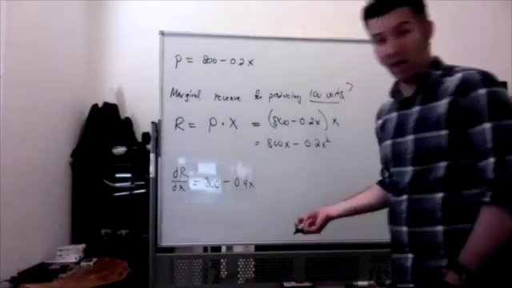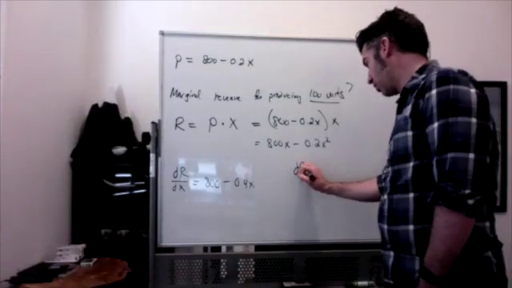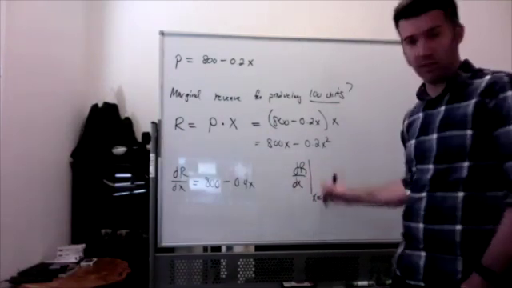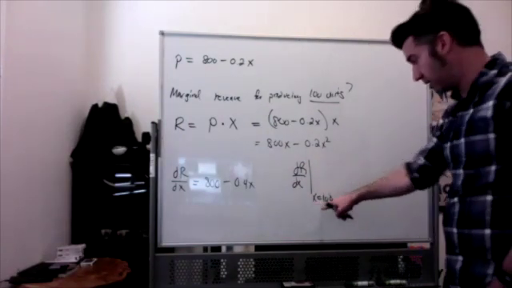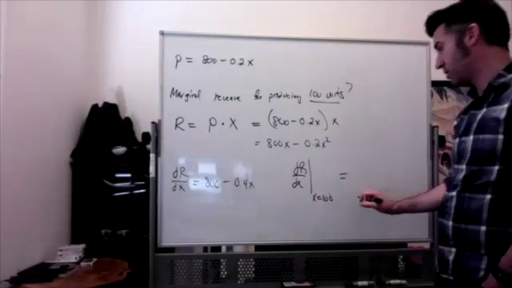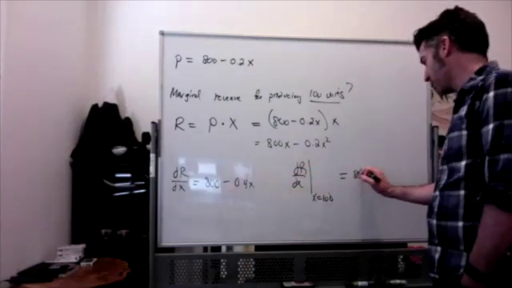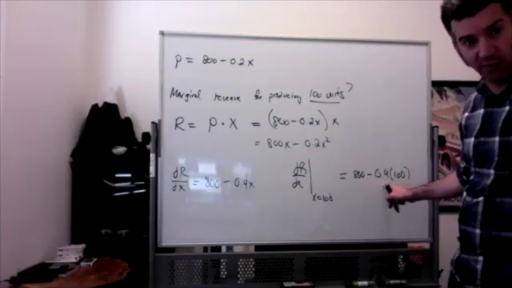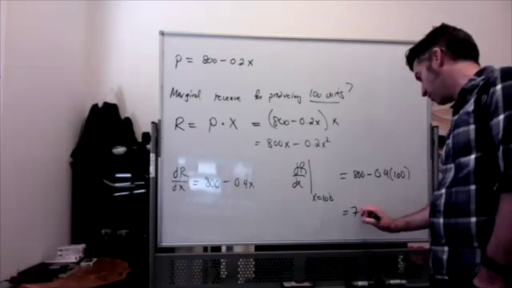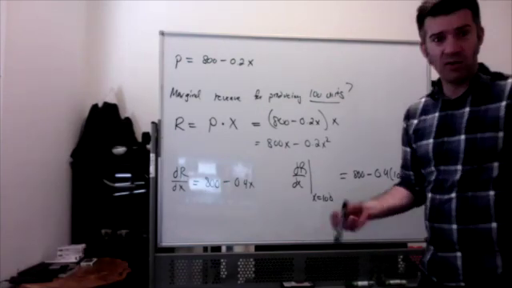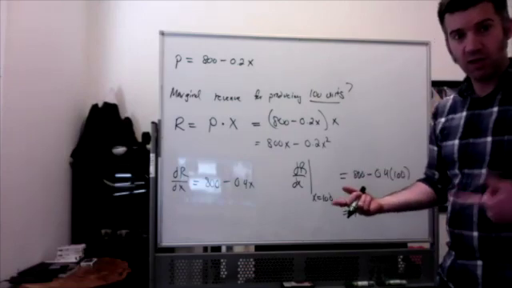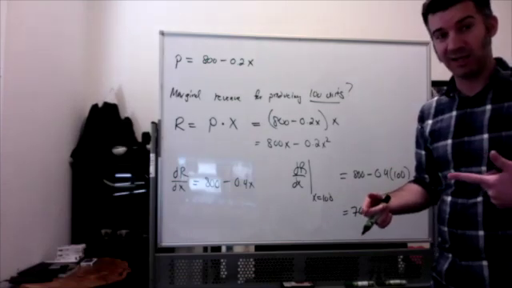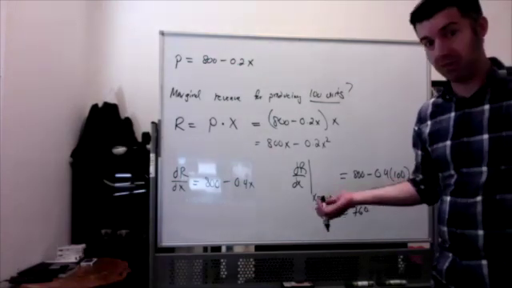So then if we plug in 100, so dR/dx, when we plug in x equal to 100, this is notation for that, right? dR/dx evaluated at x equal to 100. We're going to get 800 minus 0.4 times 100, which is 800 minus 40, which is going to be 760. So when you're producing 100 units, your marginal revenue, meaning the increase in revenue for producing the next unit, is going to be 760. That seems like it's definitely worth it.